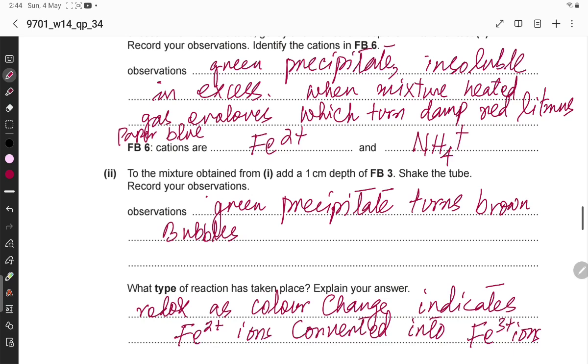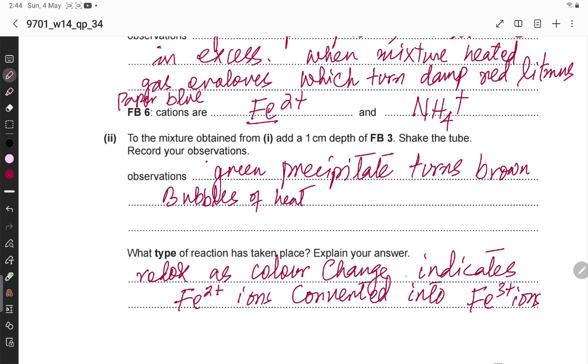When these Fe2+ ions react with H2O2, this is a redox reaction, because hydrogen peroxide is used as an oxidizing agent and iron 2 is a reducing agent. So bubbles and heat are produced during this reaction. The green precipitate turns brown when we shake Fb3 with the Fb6 solution.